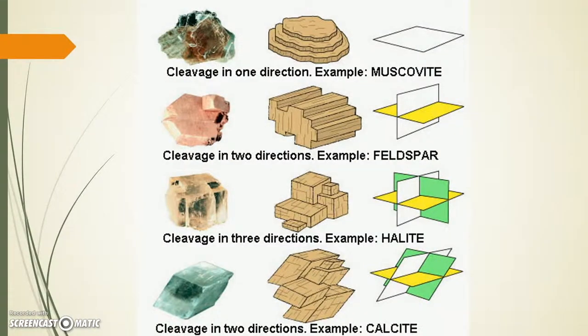If it's not cleaving, it's actually being fractured. So here are some examples. The first one is muscovite or mica. So it's cleaving in one direction in sheets. You can also cleave in two directions, which is like feldspar. So it's going to have this perpendicular plane. Three directions, halite, that's what we were just talking about. Halite is table salt. And then if it's two directions but in a different way, so kind of on a diagonal, you have calcite.